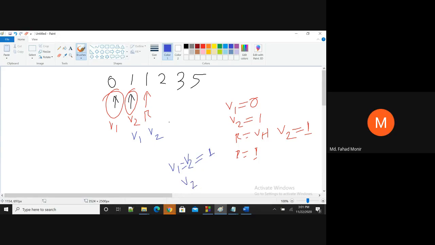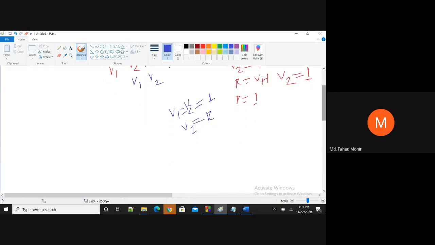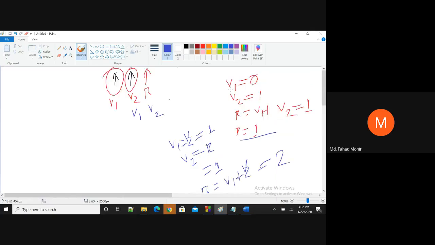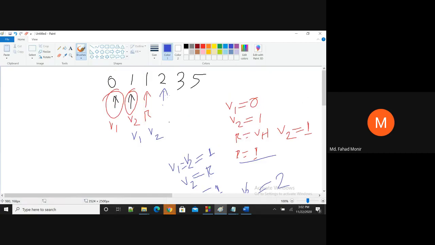So what will v2 be? v2 will be equal to r, right? What was the value of r? 1. So v1 and v2 are updated. Now I add again: r equals v1 plus v2. The new values are 1 and 1, so 1 plus 1 will give you 2, right? So the next value is 2, and this is our r.